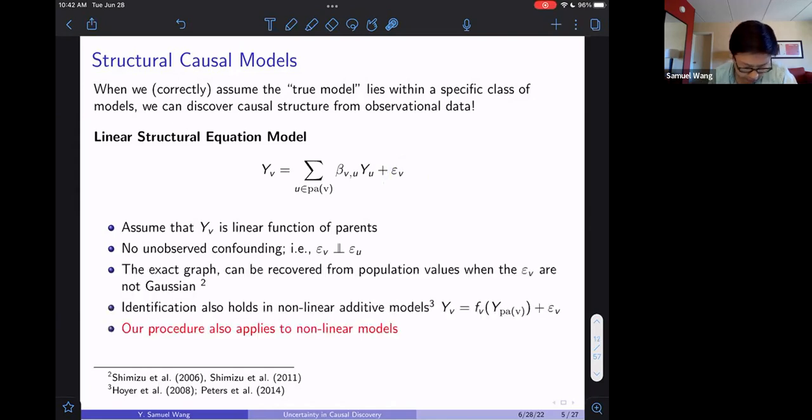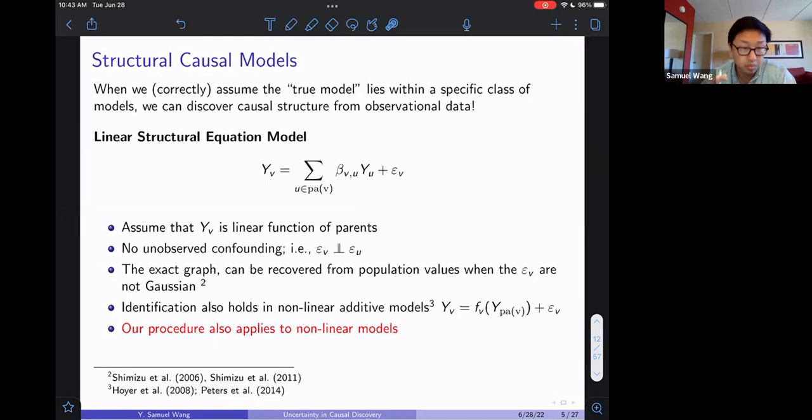All right, under these assumptions, Shimizu et al. in 2006 show that when these epsilon error terms are non-Gaussian, the exact graph corresponding to the data generating procedure can be identified. And this is from observational data.